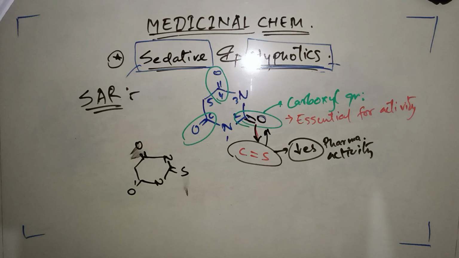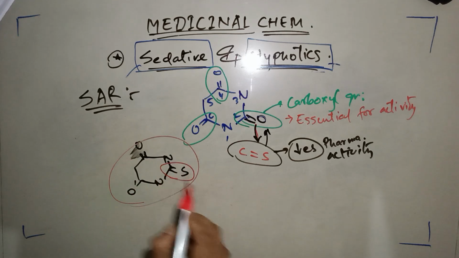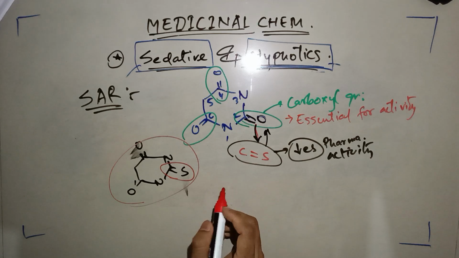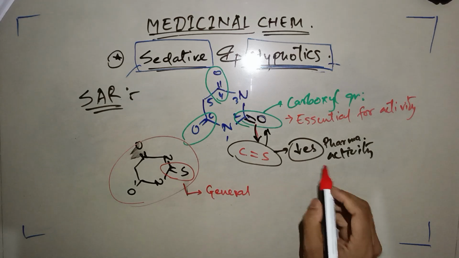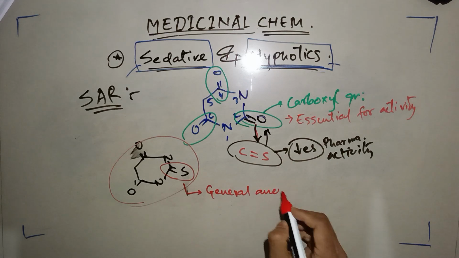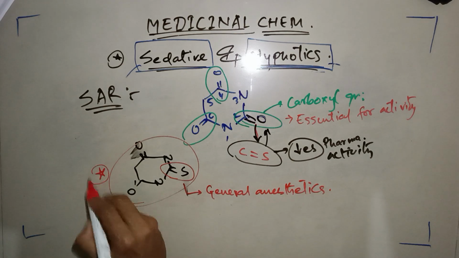So if we replace the oxygen with sulfur, that is thio group, now it is called thiocarbonyl group. So at that time what will happen? First of all, the activity will decrease, and number two, if the C double bond O is replaced with C double bond S, then this thiocarbonyl group will act as general anesthetics. So it is written here, na? Pharmacological activity decreases, general anesthetics. This is the second most important point.